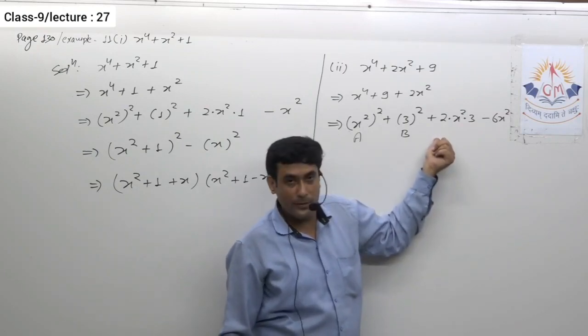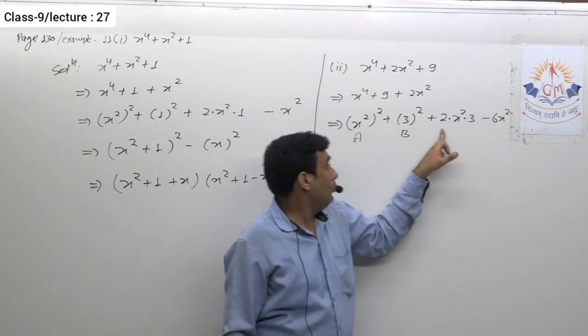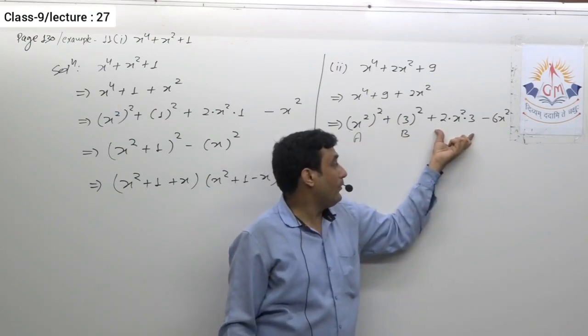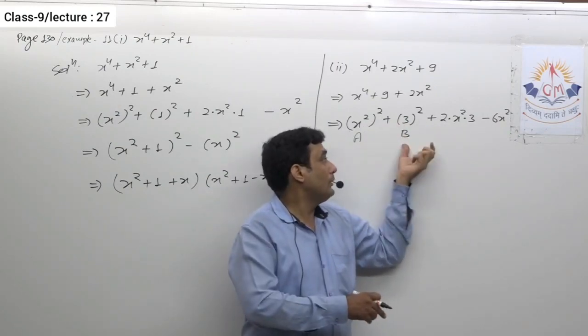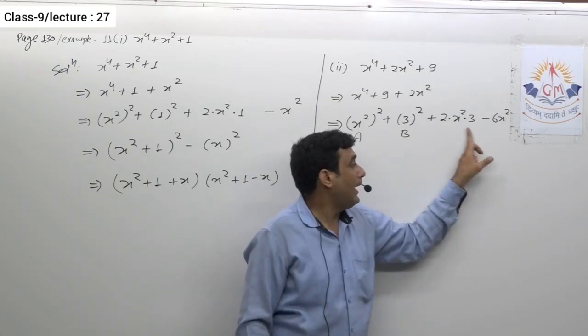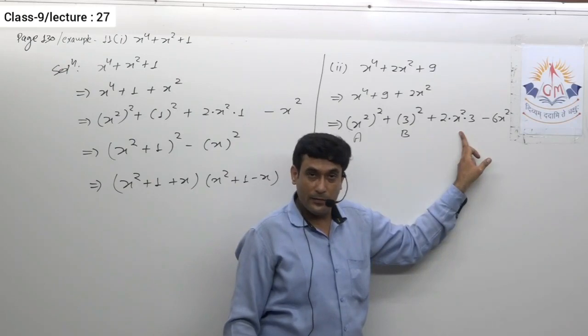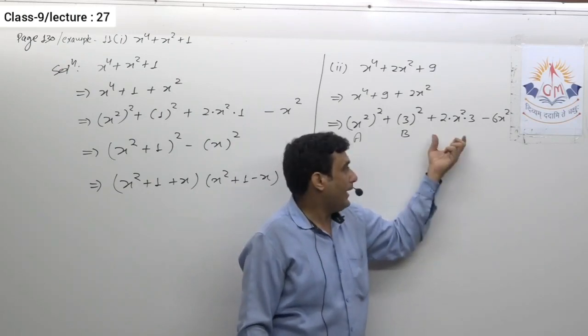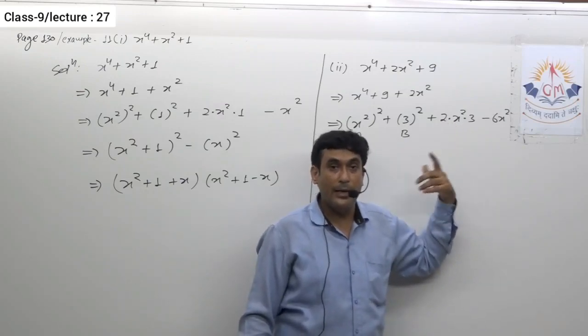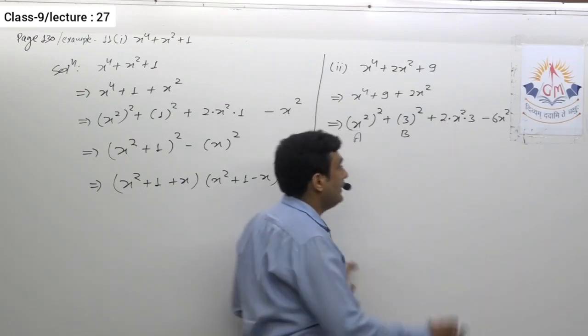So first I took plus 2ab. So 2a is x square, b is 3. It means if I want to make these two terms in the form of identity, that is a plus b whole square identity, I need to add 6x square extra. As I added this, I have to subtract this. Why? So that the question remains the same. The expression does not get changed.